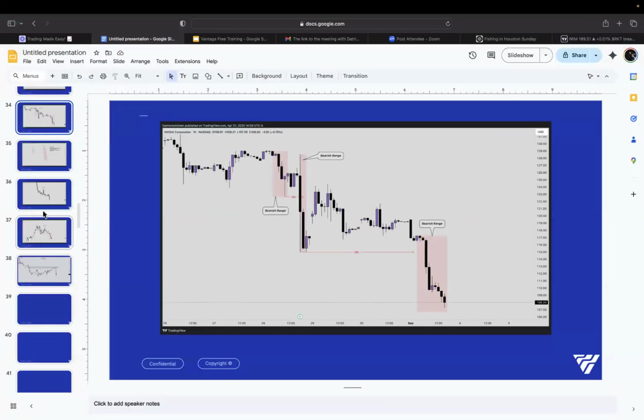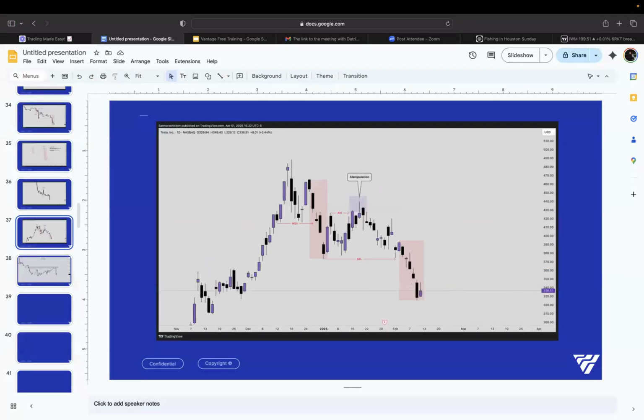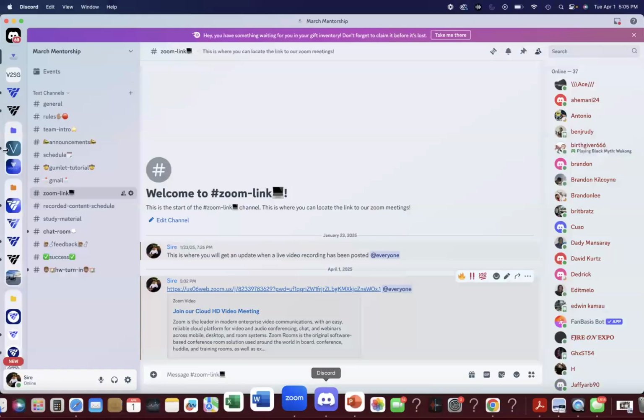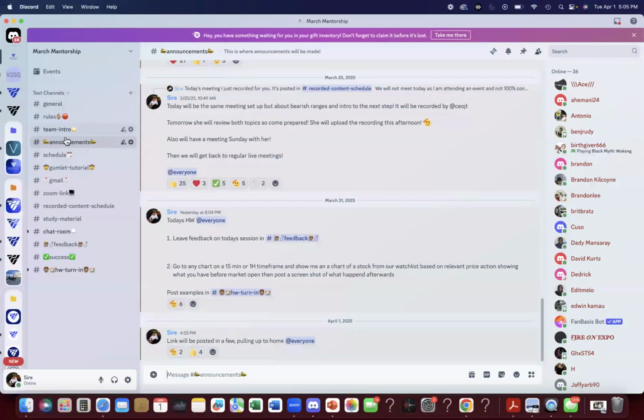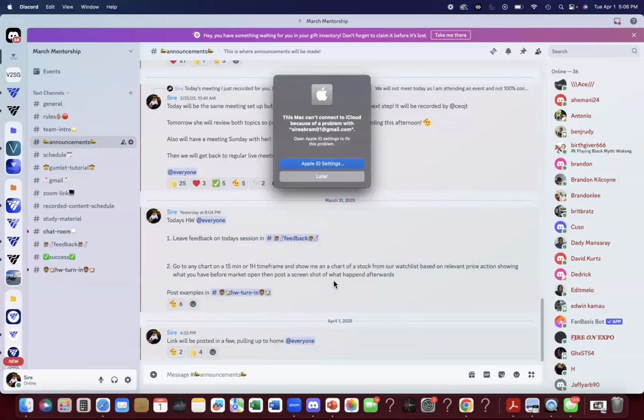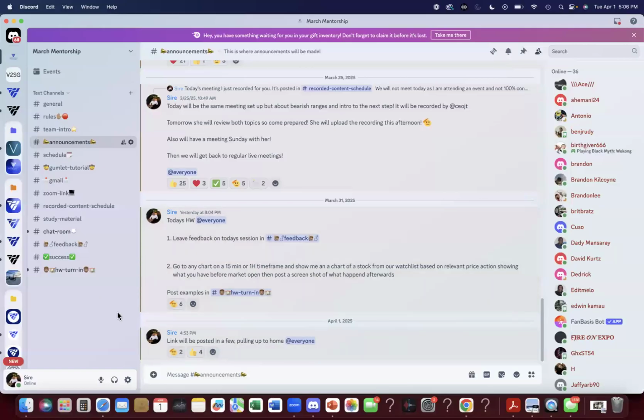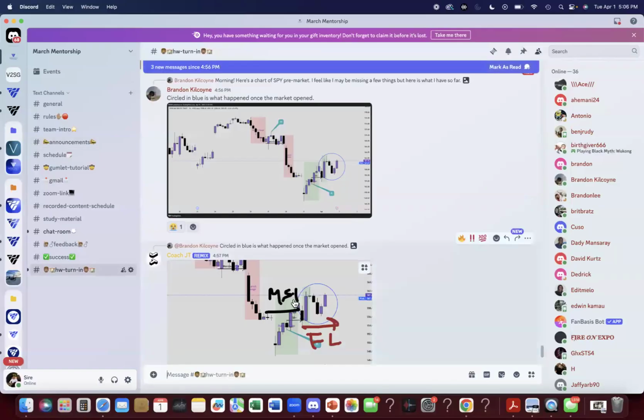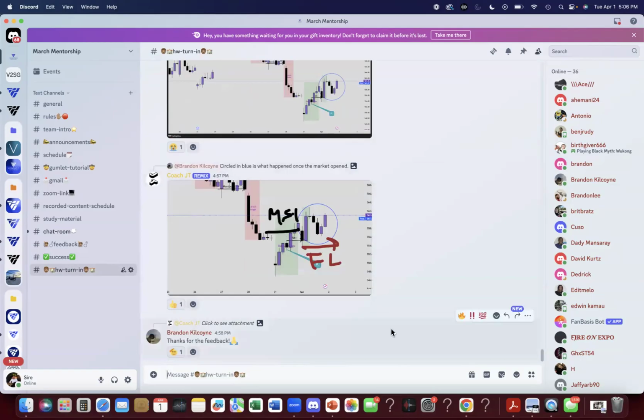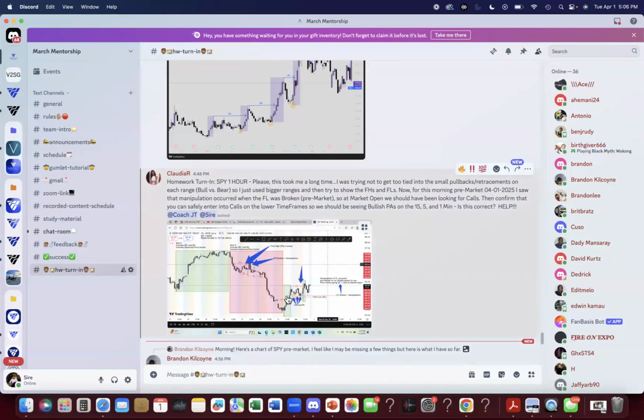Okay, so yesterday your guys' homework was to chart it out based on what we've learned thus far, and do a before and after screenshot of what came about with the chart. So for the homework, there should be two screenshots back to back.